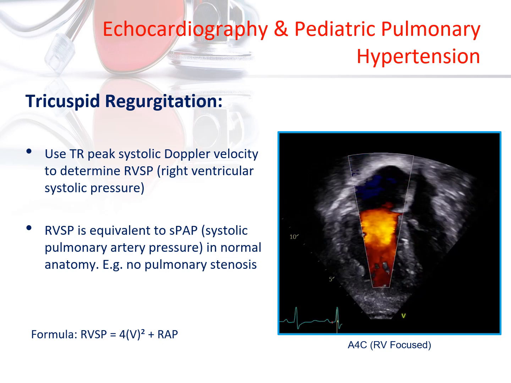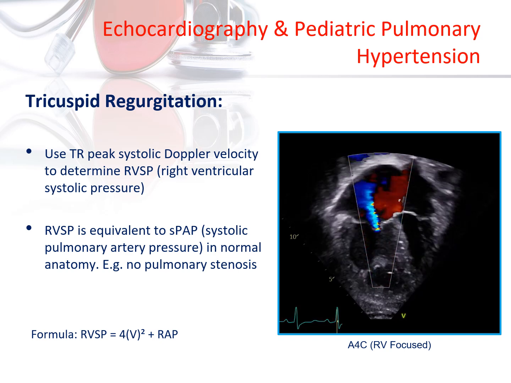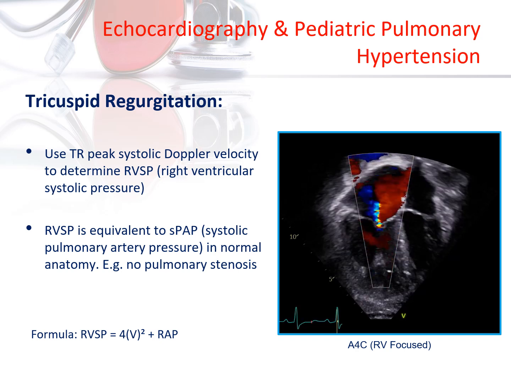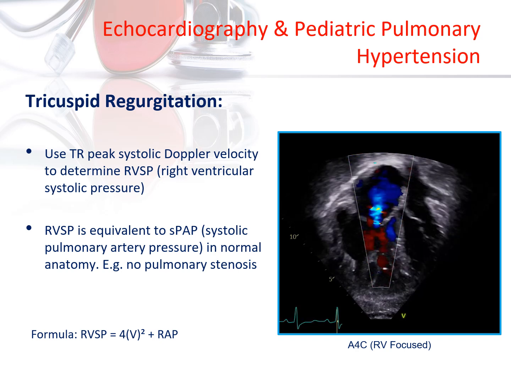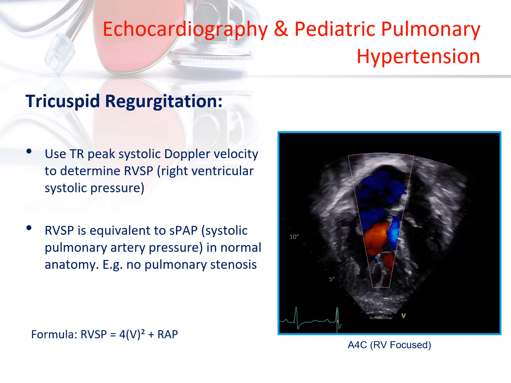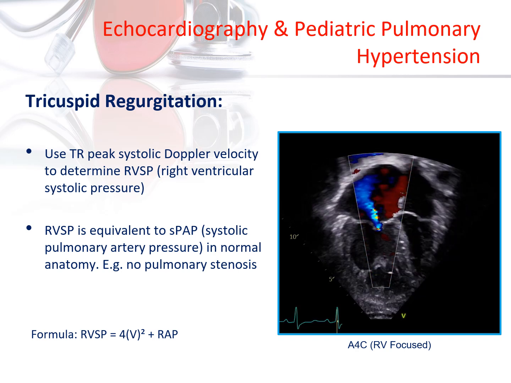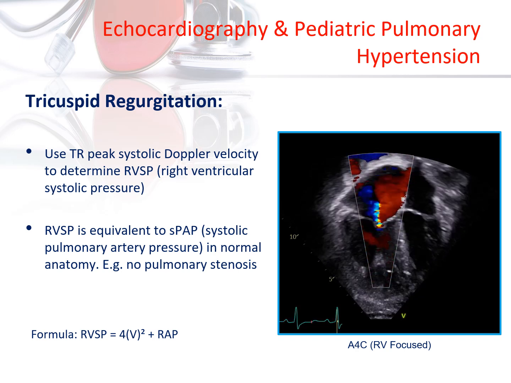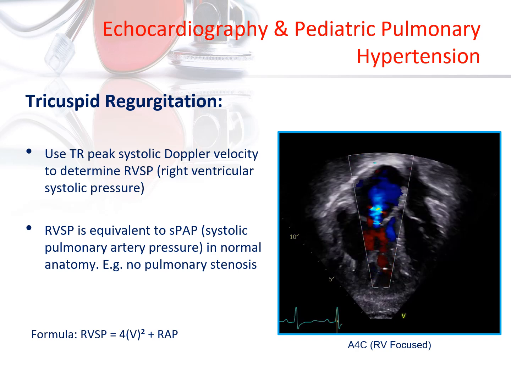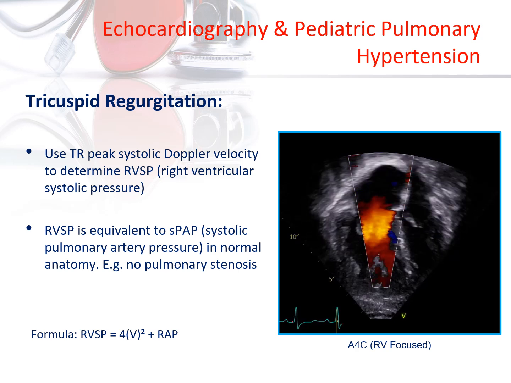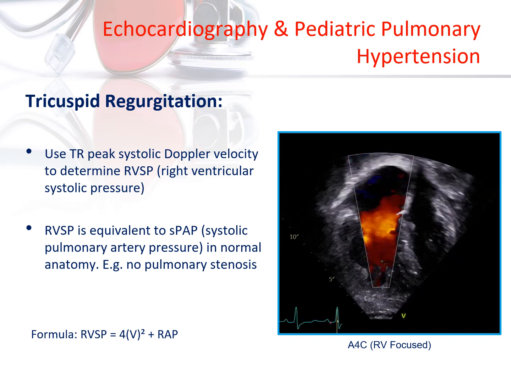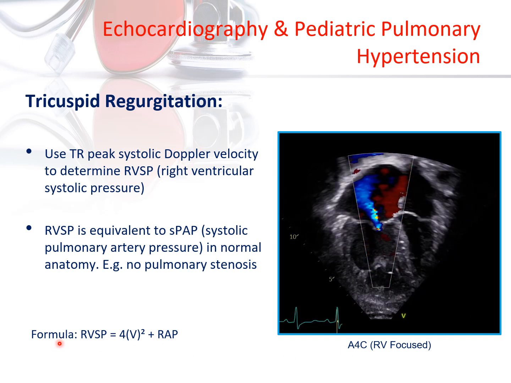Okay, tricuspid regurgitation. I'm actually going to start with this one just because it's the one that you guys are all probably most familiar with. You want to use the peak tricuspid regurgitation systolic Doppler velocity to determine right ventricular systolic pressure. Now, RVSP is going to be equivalent to systolic pulmonary artery pressure in normal anatomy, that is, no pulmonary stenosis. And down here you can see the formula we use.